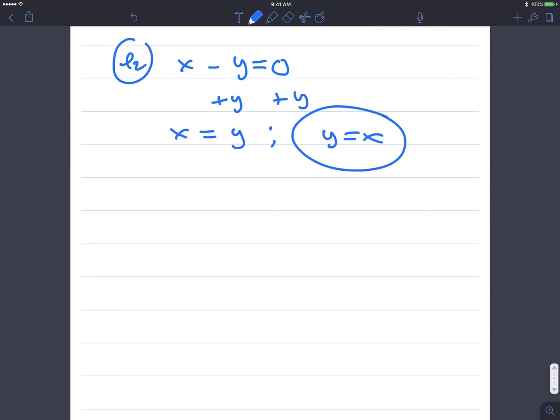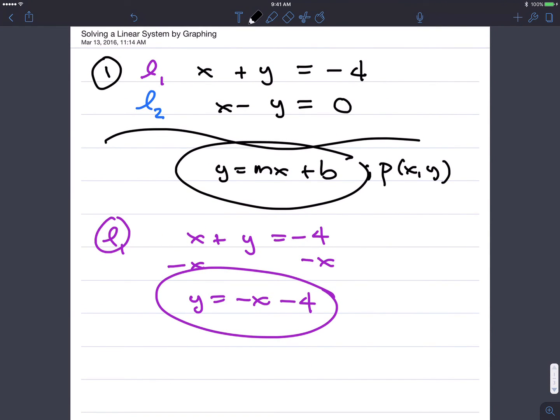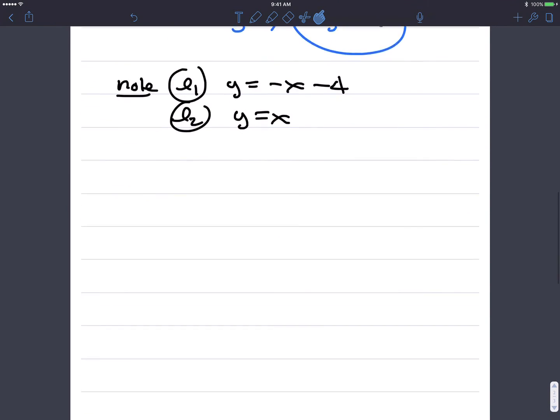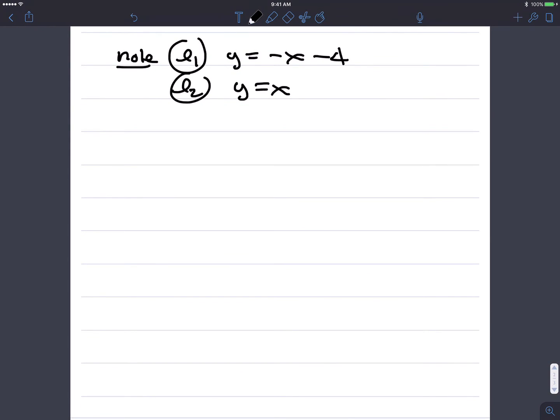Let's recall we're going to have to graph these two, and we are going to see the point of intersection. So it looks like we're going to need some graph paper. So let's note what we have. L1: y equals negative x minus 4. Line 2: y equals x. Okay. Let's get some paper.